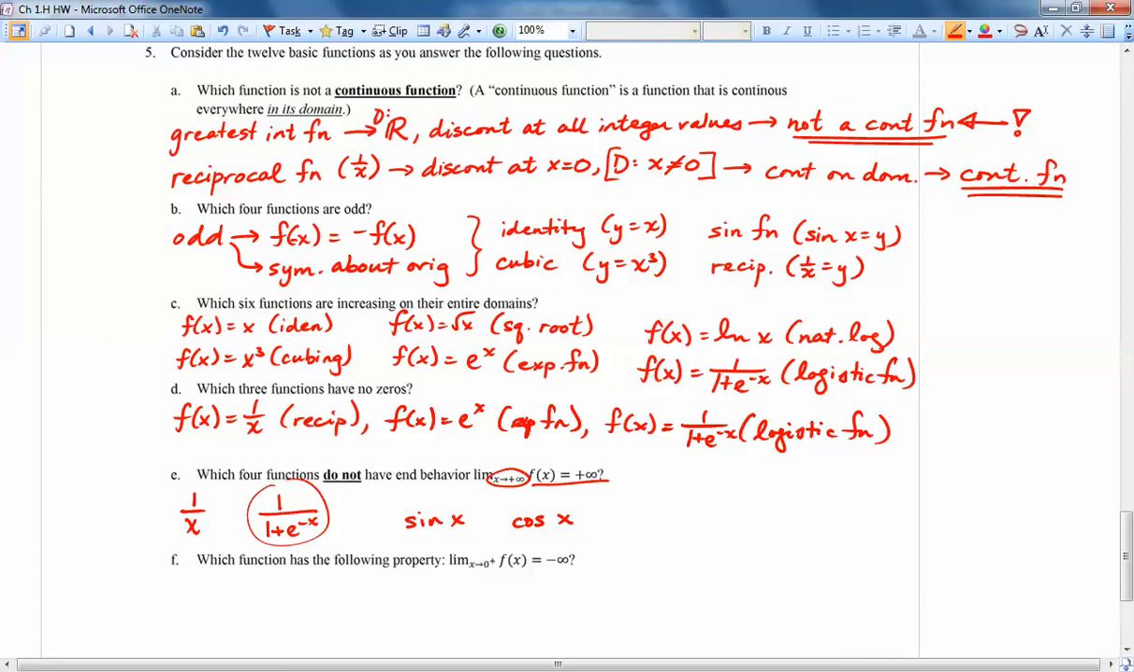And then there's one function that has the property limit as x goes to 0 from the right, f of x shoots down to -infinity. So that means if you're approaching the graph from this side, approaching 0 from the right, the value of the function shoots down to -infinity. So there's only one graph that looks like that, and that graph is the natural log function.